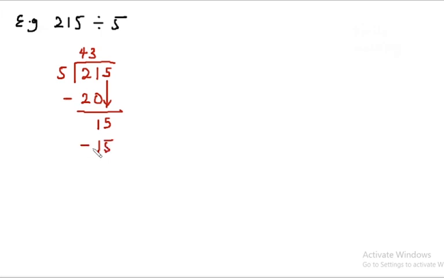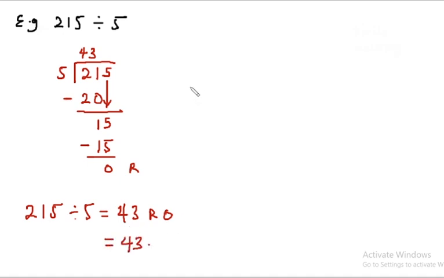Like we did before, we subtract. So we have 5 minus 5, 0. 1 minus 1 is still 0. So when we get to a point where we get a 0 or a number that is lower than 5, we stop the process. So this simply means that the remainder here is 0. This simply means that 215 divided by 5 is equal to this answer here, 43, remainder 0. Or simply, since it's remainder 0, you can just write is equal to 43.